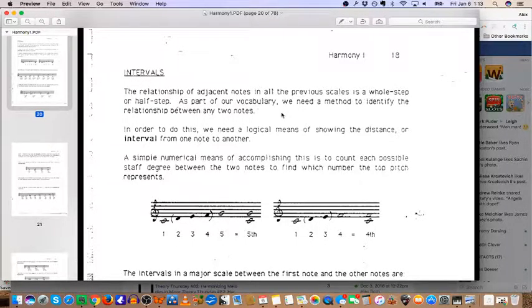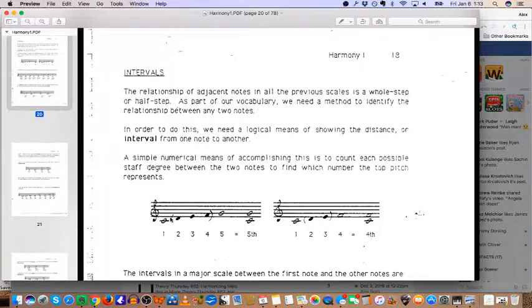The relationship of adjacent notes in all previous scales is a whole step or half step. Okay, true. Up until now, we've been dealing mostly with whole steps and half steps. As part of our vocabulary, we need a method to identify the relationship between any two notes. True. In order to do this, we need a logical means of showing the distance, musical distance, or interval from one note to another. A simple numerical means of accomplishing this is to count each possible staff degree between the two notes to find which number the top pitch represents.